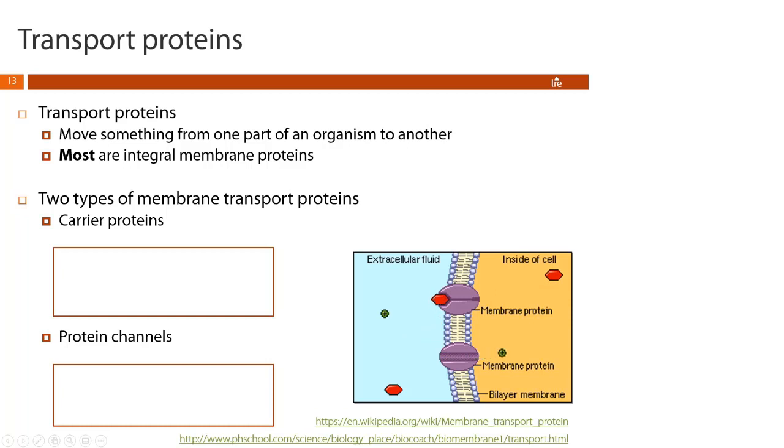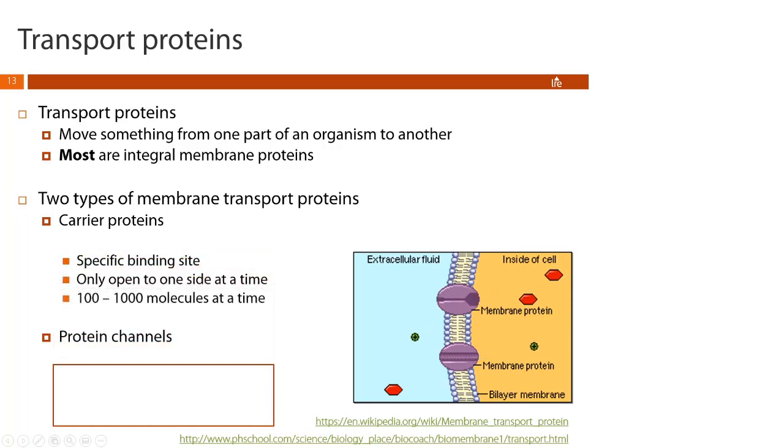So carrier proteins have a specific binding site. So this is like the example you see at the top, where a molecule or an ion has to bind to the protein, which causes a conformation change and opens it up to the other side of the membrane. So it's only open to one side at a time. And these can generally move somewhere between 100 and 1,000 molecules at a time.